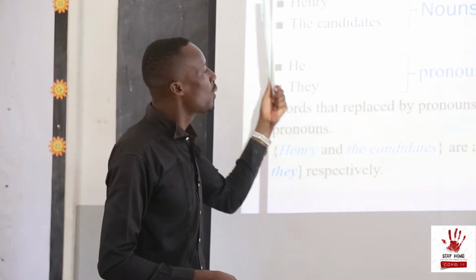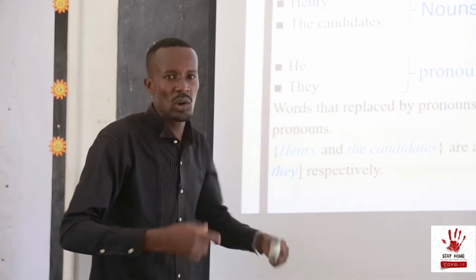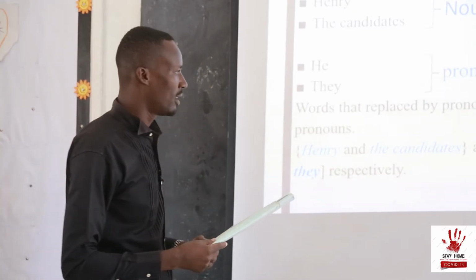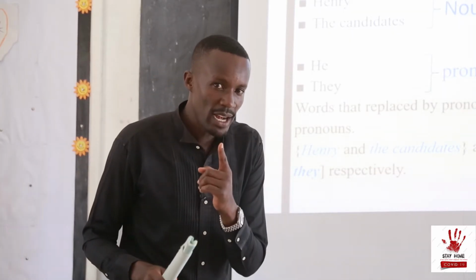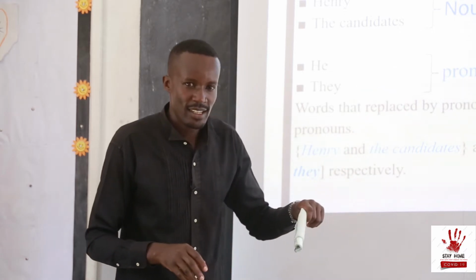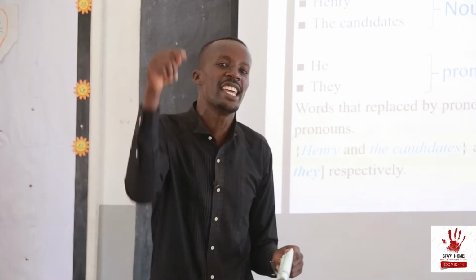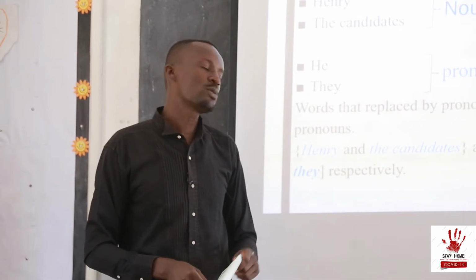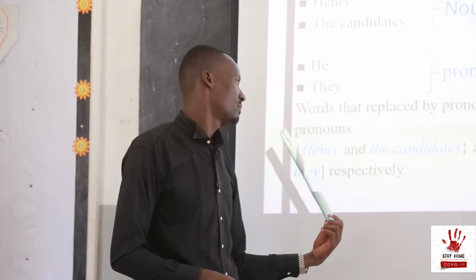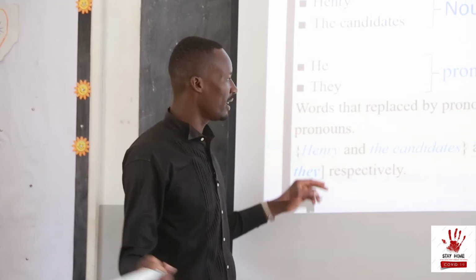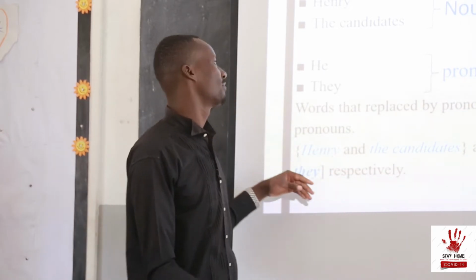When you replace a noun with a pronoun, that noun is now called an antecedent of a pronoun. Meaning that now Henry and the candidates are antecedents of the pronouns he and they respectively. Listen well. A noun is not called an antecedent. It is called an antecedent of a pronoun only when it has been replaced by a pronoun in the same sentence. That's when we call it an antecedent of a pronoun. This is well understood? Good.